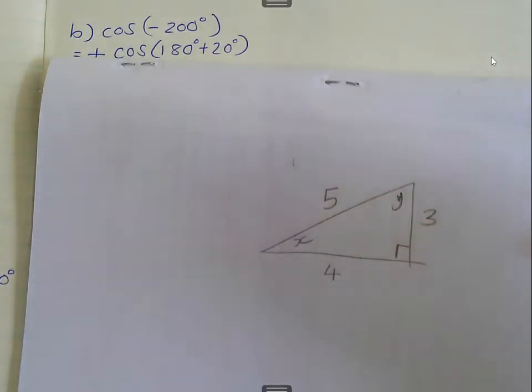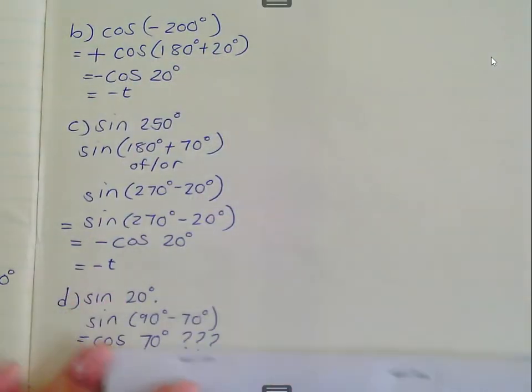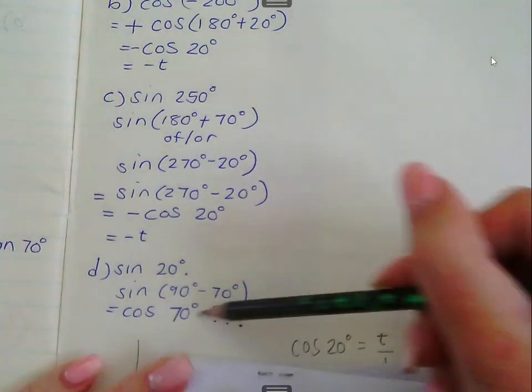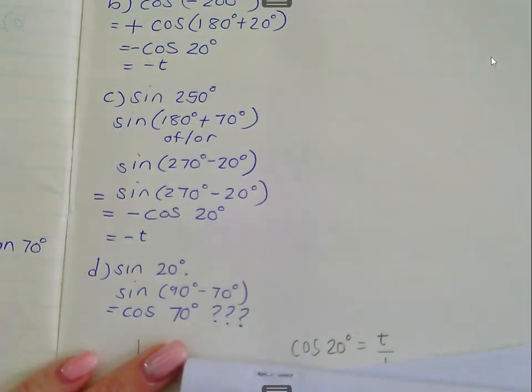We don't have values like 3, 4, and 5. All we have is t. Okay, so look at what happens. I wrote here the problem that you might have come across. So I hope you also did that.